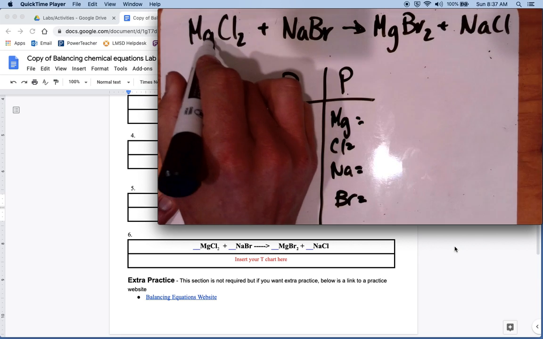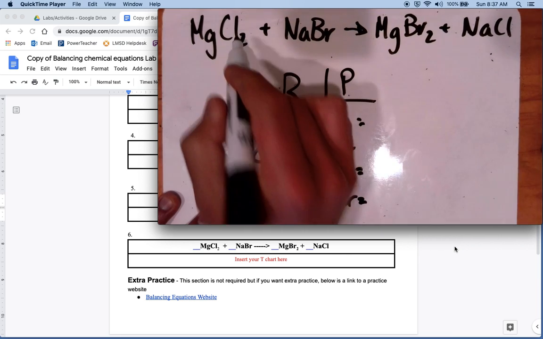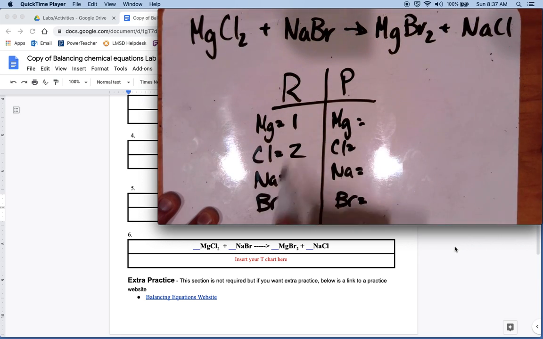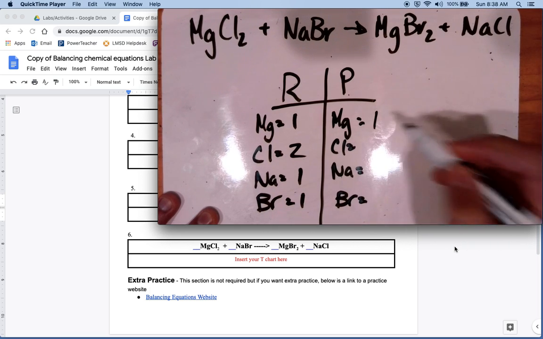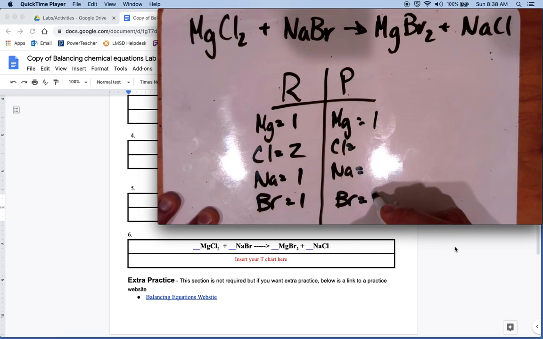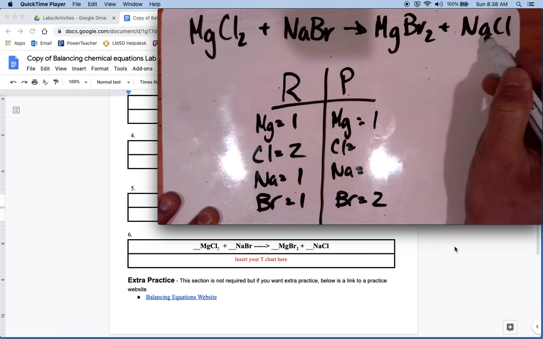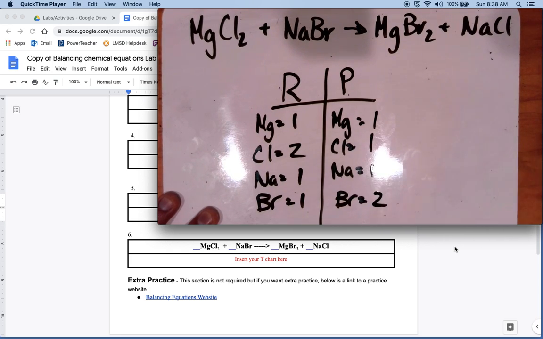All right, let's count how many of each one I have. So magnesium, since there's no number there, it's a 1. Chlorine, that's a 2. Na and Br both don't have numbers, so I know that both of them have only one atom on this side. Okay, that's the base. So Mg over here has no number, so it's a 1. Br2, there's 2 of them. Sodium and chlorine both also have 1s, so I know that those aren't.